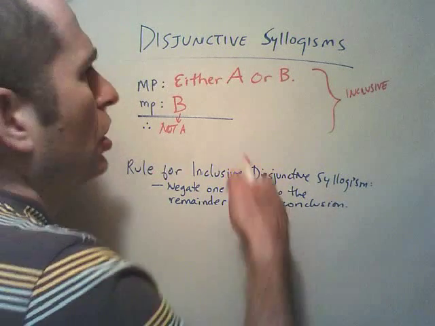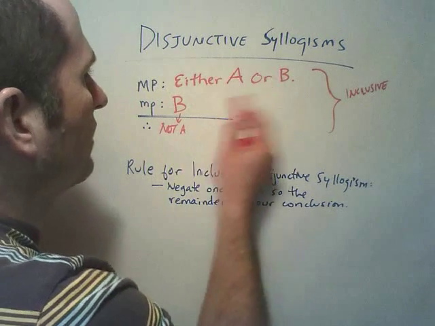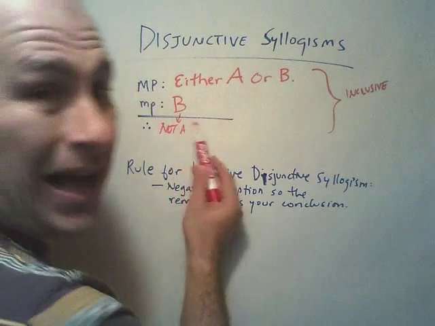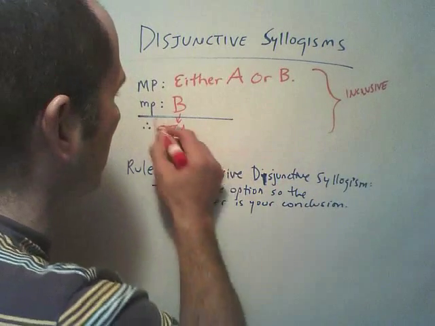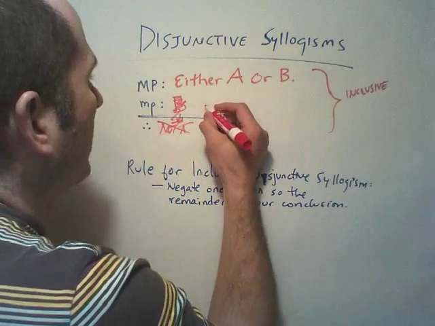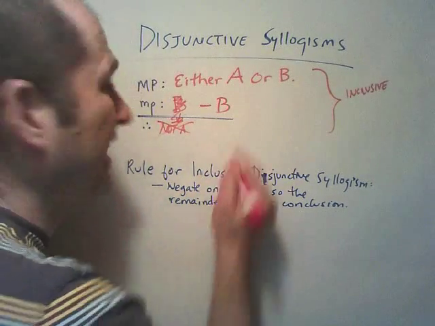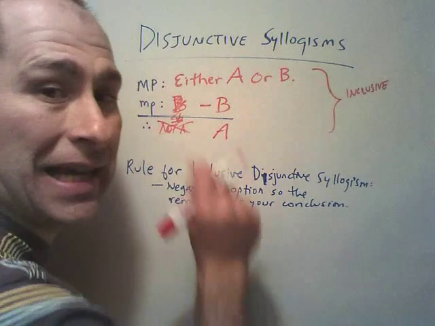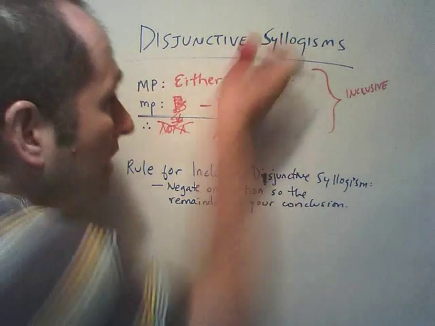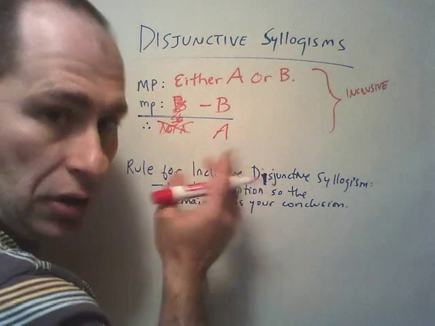So you cannot get a conclusion when you affirm in the minor premise one of the options and say, hey, the conclusion is not the other options. Not for the inclusive. So you can't draw that conclusion. Well, what if I were to go, but hey, not B? Then I have to say A, because the premise of the major premise is that it's either A or B. So if you take away one, whatever is left is your conclusion.